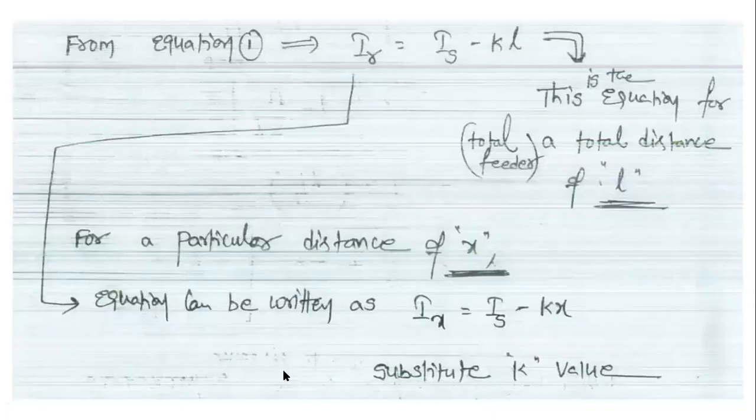Next, we calculate the voltage drop and power losses. From equation 1, the receiving end current IR is equal to Is minus K into L. This is the equation for the total distance of the feeder. For a particular distance of X, this will be written as Ix is equal to Is minus Kx.